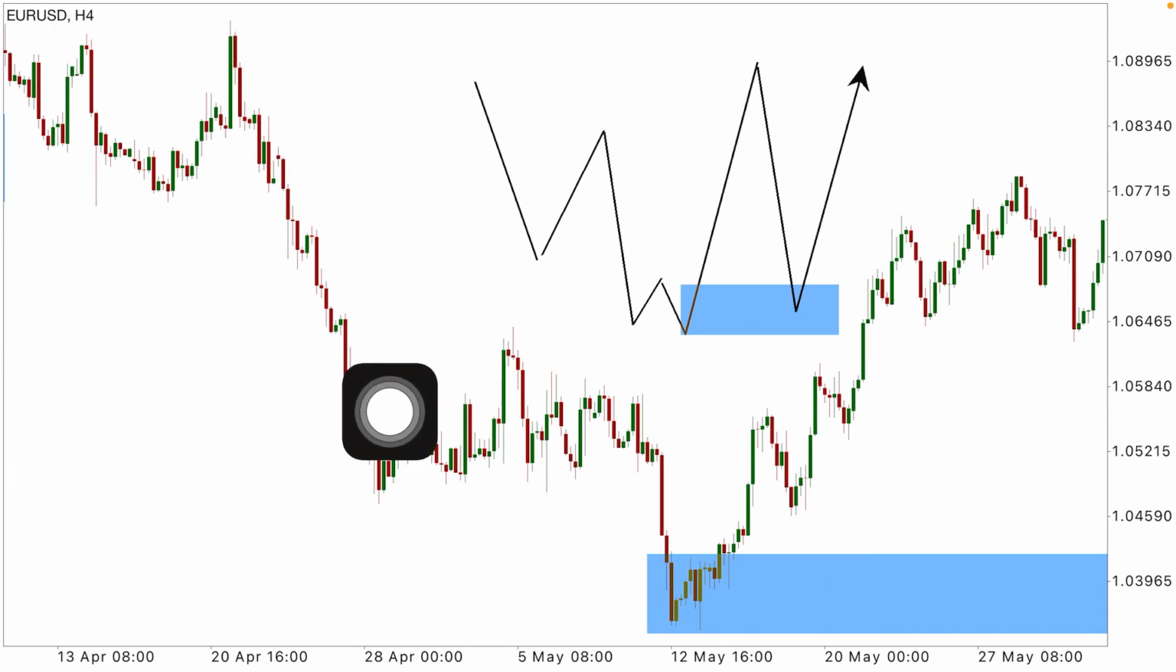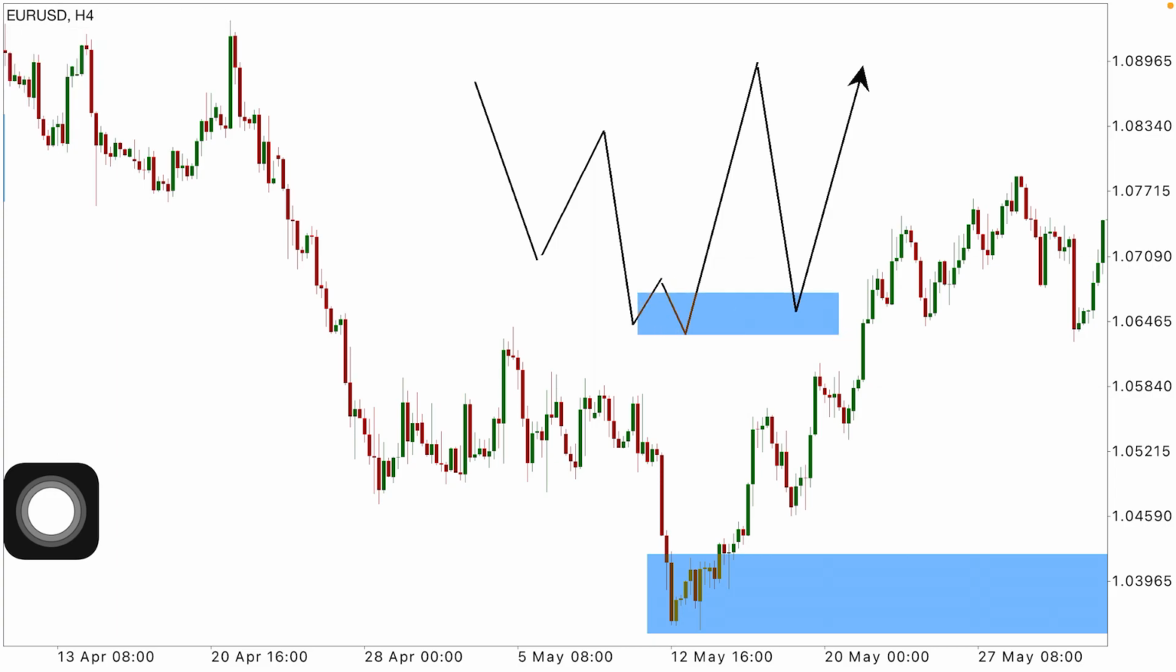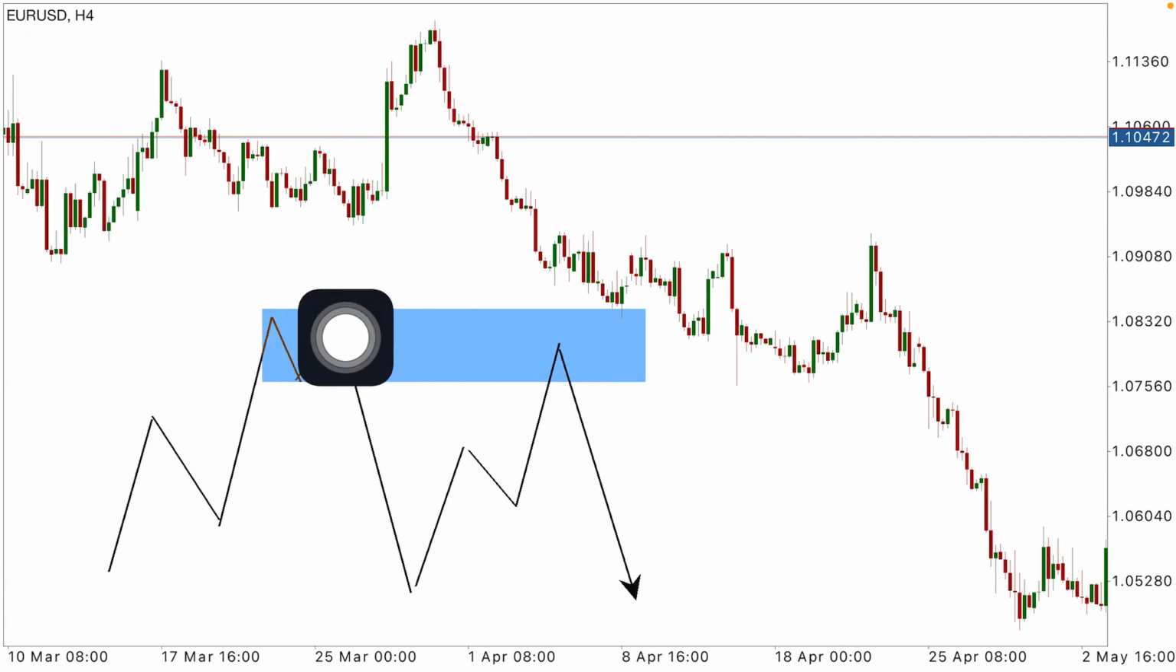This is your bullish order block or your demand zone, while this is your bearish order block or your supply zone. Are you with me? So now I want us to further explain.